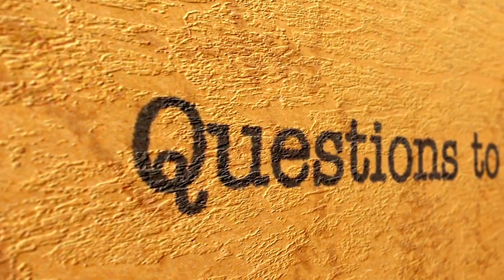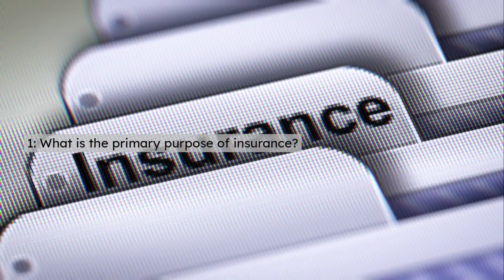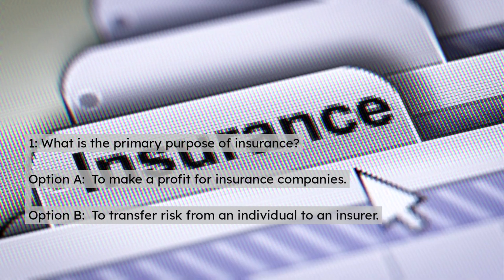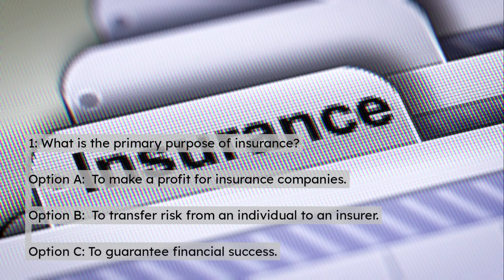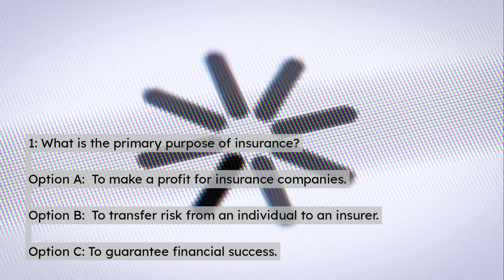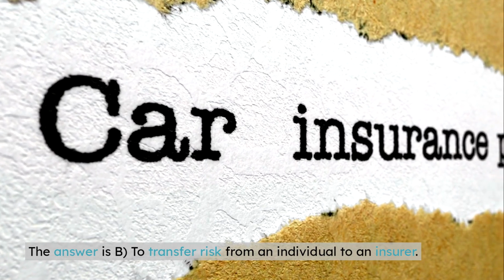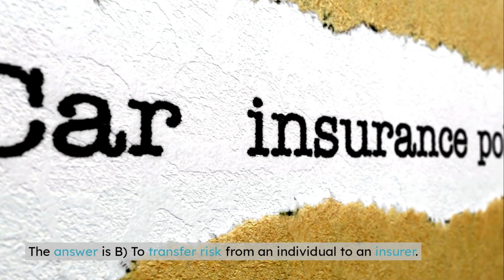Let's begin with question 1. 1. What is the primary purpose of insurance? Option A, to make a profit for insurance companies. Option B, to transfer risk from an individual to an insurer. Option C, to guarantee financial success. The answer is B, to transfer risk from an individual to an insurer.